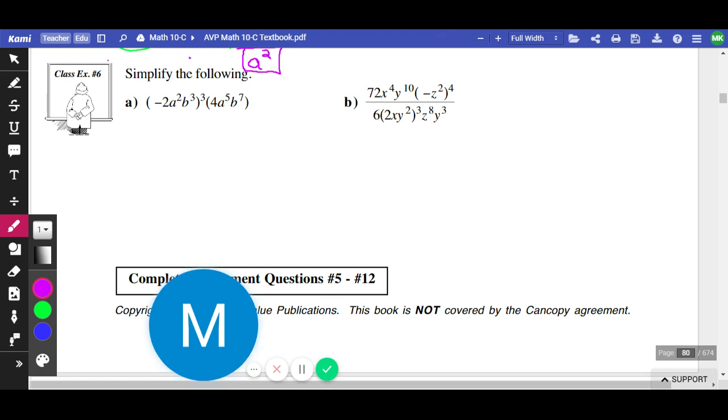You do inside the brackets, nothing can be done. We do exponents. 3 comes in. When it comes into the negative 2, I put negative 2 in brackets. So it's negative 2 to the power of 3, a to the power of 6, b to the power of 9.